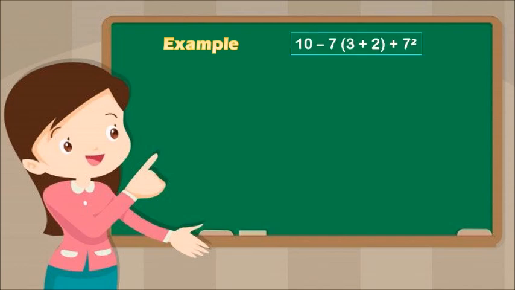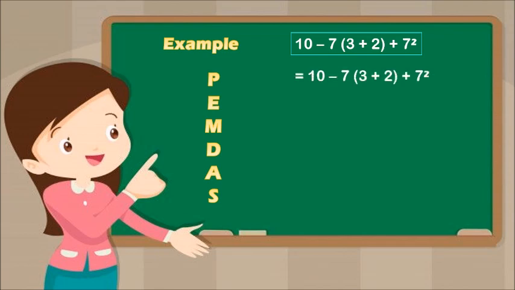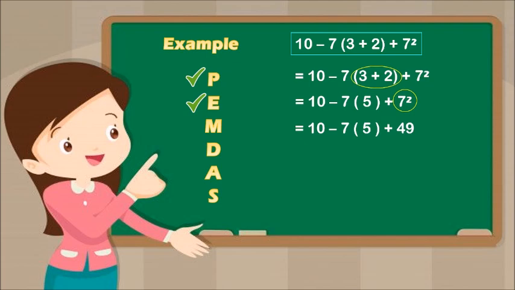Another example, we have 10 minus 7, open parenthesis 3 plus 2, close parenthesis, plus 7 square. Okay, we use PEMDAS because there is a parenthesis. So, first, let's solve the equation inside the parenthesis. So, 3 plus 2 is 5. Next is exponent. So, we have 7 square. So, 10 minus 7 times 5 plus 49.